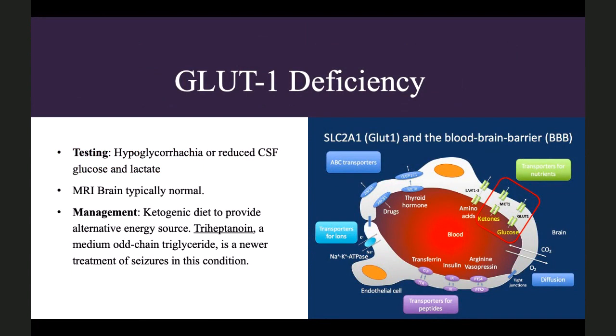MRI brain in this disorder is typically normal, and management includes initiating ketogenic diet to provide an alternative energy source, and also we can use triheptanoin, which is a medium odd chain triglyceride.